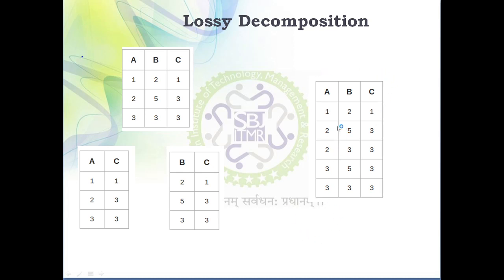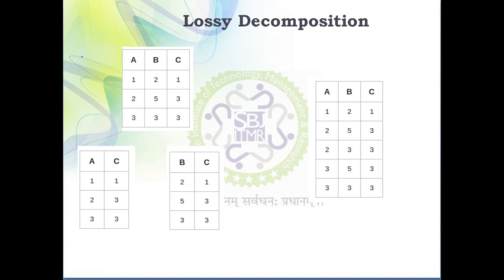Now compare this table with the original table. In the original table I have only 3 rows, but in the table that I obtained after combining these two subtables, a total of 5 rows are there. So here I got 2 extra rows added. This one, 2, 3, 3: is 2, 3, 3 present in the original table? No. So this is an extra row added. Now what is another extra row? This one, 3, 5, 3: is it present in the original table? No. So these are the 2 extra rows which are added in the table.